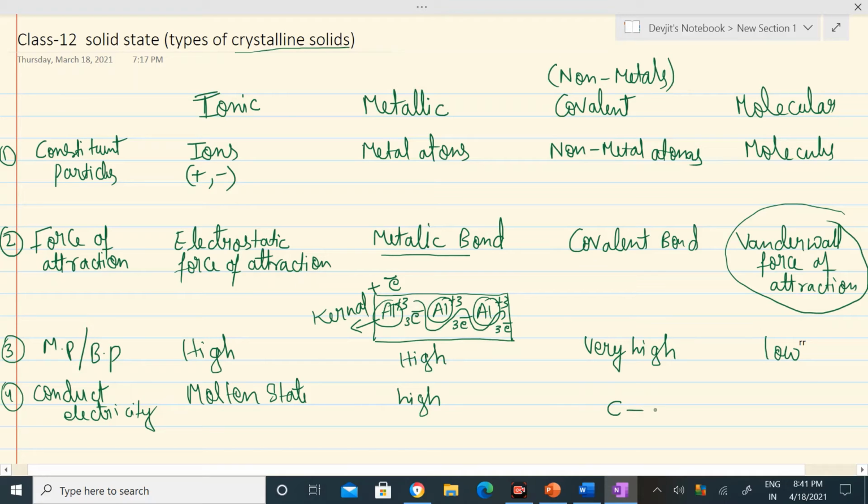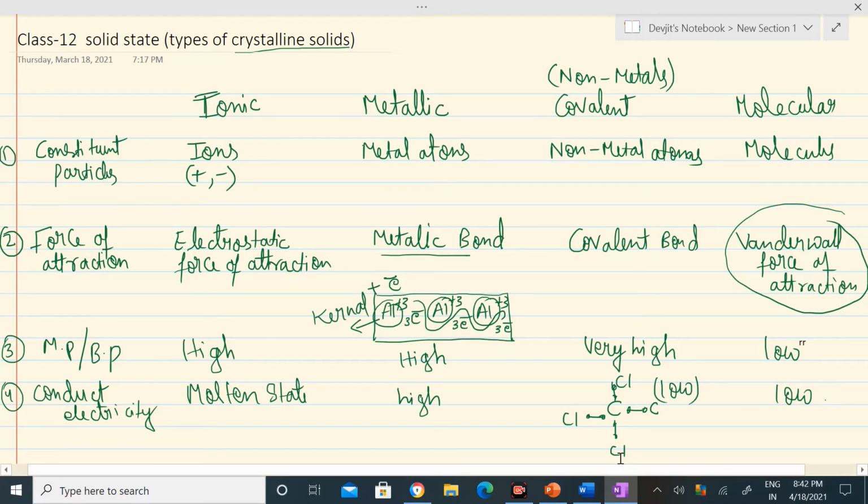CCl4, carbon tetrachloride. Carbon has a tetravalency and its tetravalency is shared by chlorine. Is there any electron which is free? There is no electron free. And they are not in ionic state. There is no positive and negative ion because the electrons are shared with each other. So when there are no ions and no electrons, how is conductivity possible? So conductivity here is quite low. Same is for van der Waals force of attraction. Conductivity is very low. I hope you got a little bit of idea.